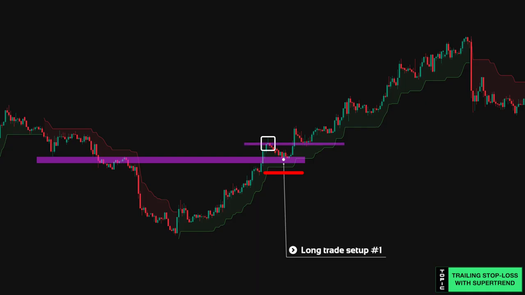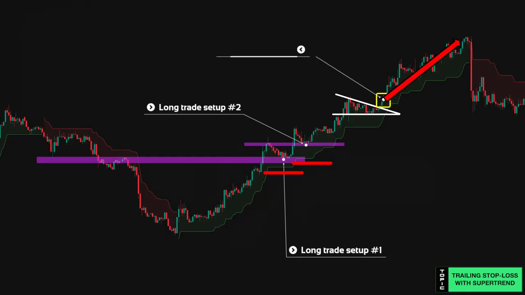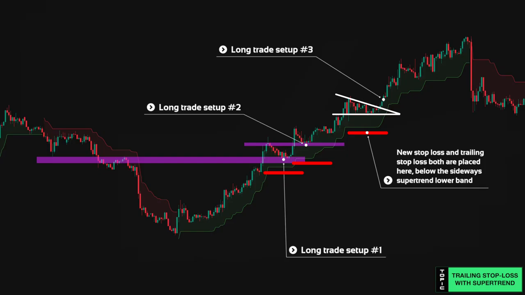This reversal point gives you a key level. Long trade setup here. Stop loss is placed here, where the super trend is moving sideways. Descending triangle pattern and break. Long trade setup here. Your trailing stop loss is moved here, where the sideways super trend indicator is clear.